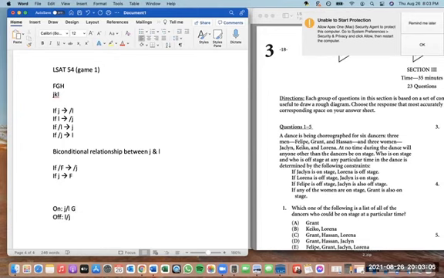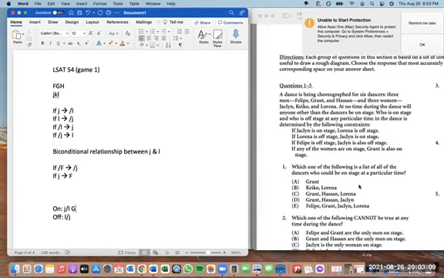Okay. So if we look at the first question, which one of the following is a list of all of the dancers who could be on stage at a particular time? Well, we have to have G and we have to have either J or L. So we can eliminate A and B.